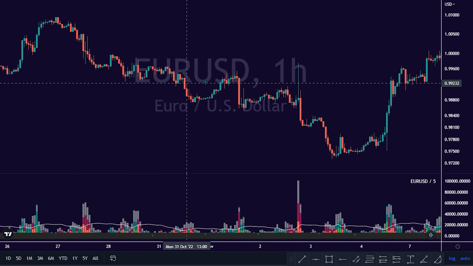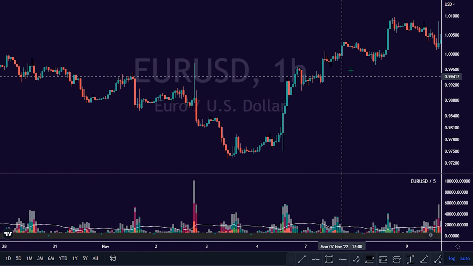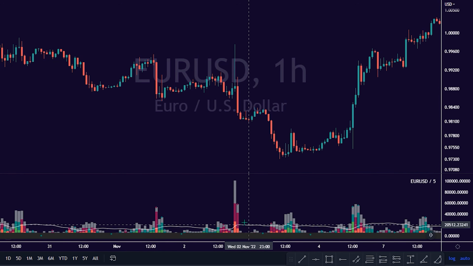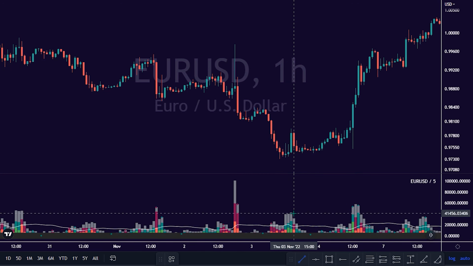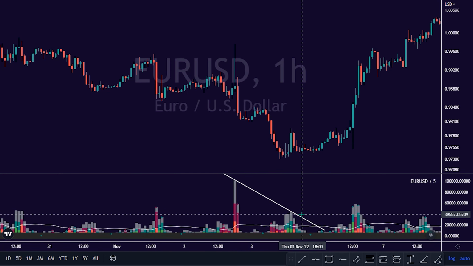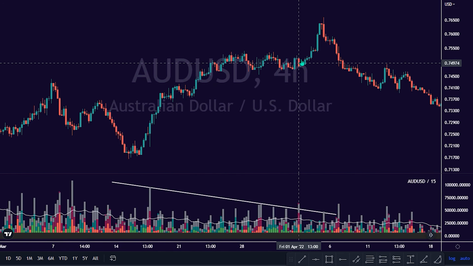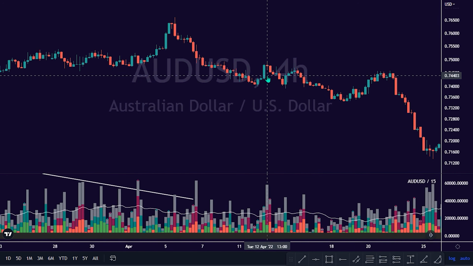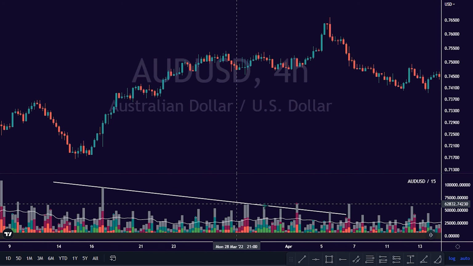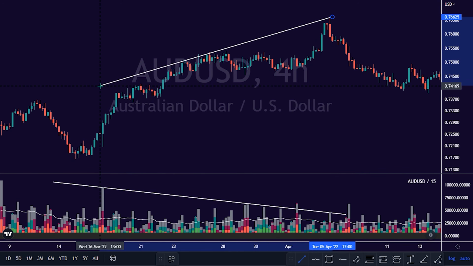To trade the reversal of a bearish trend into a bullish trend, traders can combine the dark and light green volume bars close above the MA plus bullish divergence formation on the volume bars like the example we have in this downtrend. Likewise, to trade the reversal of a bullish trend into a bearish trend, traders can combine the dark and light red volume bars close above the MA plus bearish divergence formation on the volume bars like the example we have in this uptrend.